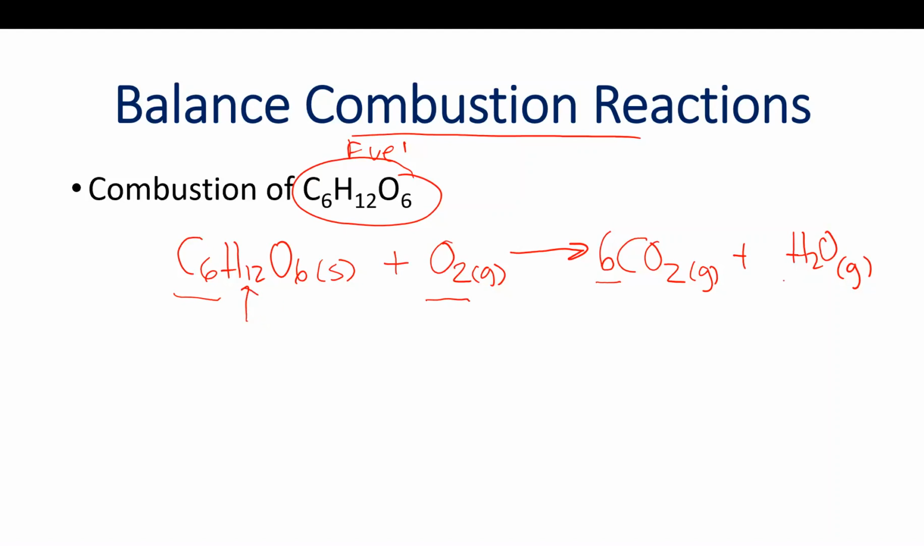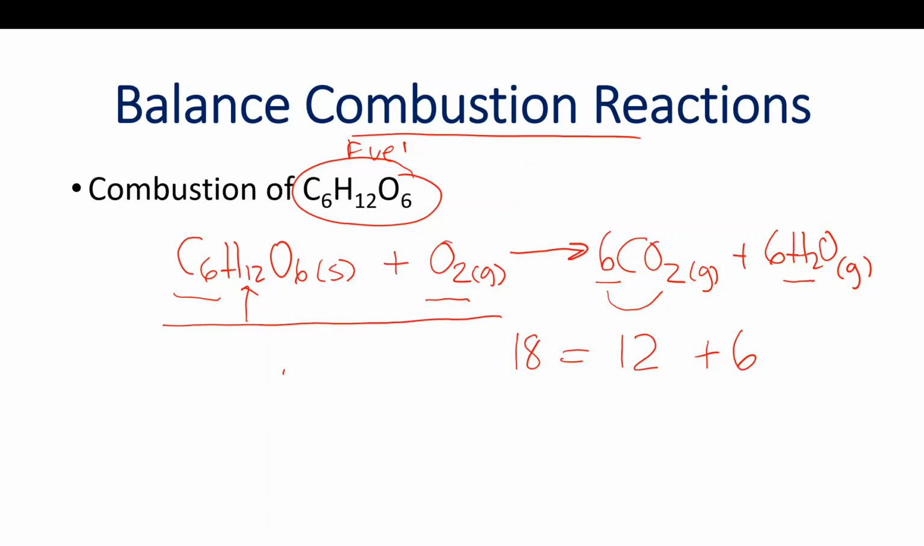I have 12 hydrogens in glucose, right? I go over here on the product side. Water only has 2. So 2 times what number is 12? 6. Now my hydrogens are balanced. So who's next? The oxygens. So on my product side, I have 6 times 2 oxygen, because CO2, I have 12 oxygen from the CO2, plus 6 times the 1 in H2O, because there's only one oxygen per H2O, that's another 6. I have a total of 18 oxygen. So I need 18 oxygen on my reactant side.